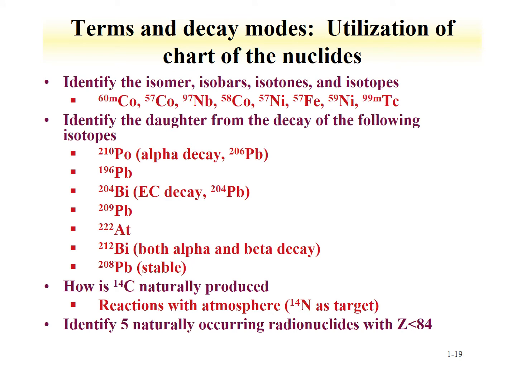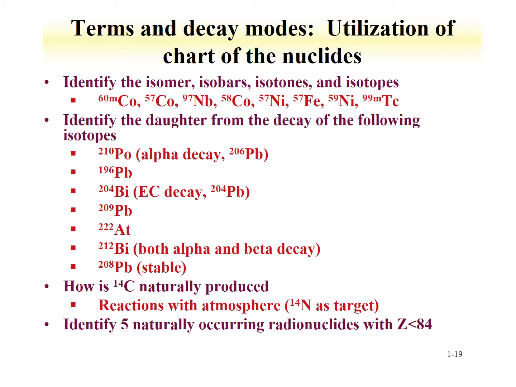An example of some questions and terms you should be able to identify from what we've covered related to the chart of the nuclides. You should be able to identify isomers, isobars, isotones, and isotopes. So for instance, cobalt-60m is an isomer, an isomeric state. Isotopes, well, cobalt-60m, cobalt-57, cobalt-58. Those are examples of isotopes. Isobars, anything with 57, so cobalt-57, nickel-57, iron-57.